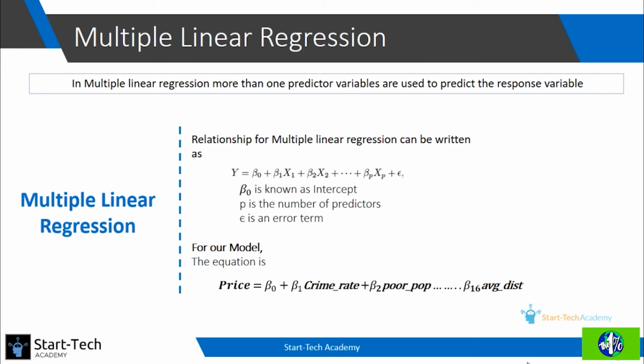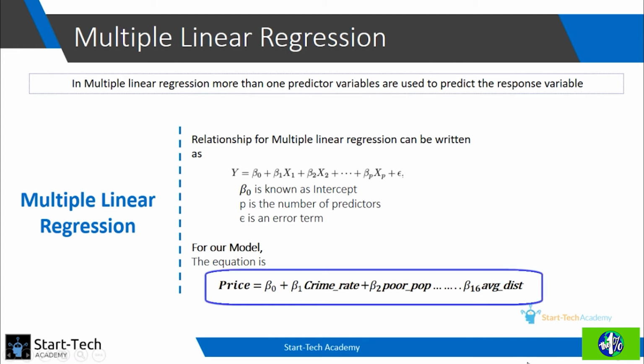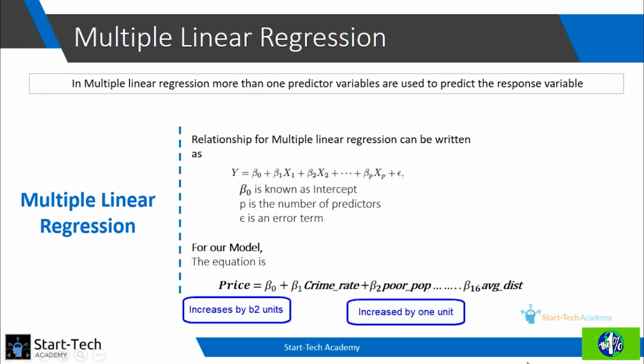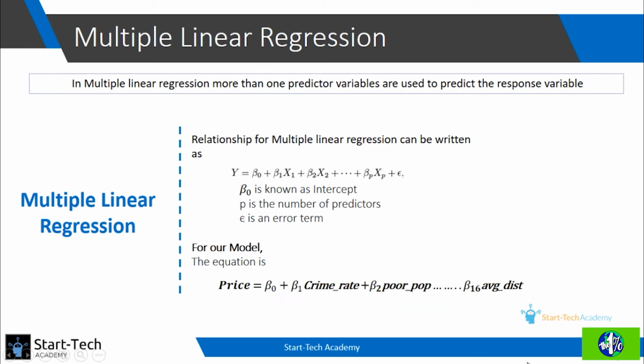And for our data set, this equation can be modeled like this. Price is equal to beta 0, which is a constant, plus beta 1 times the first variable, plus beta 2 times the second predictor variable, which is poor population, and so on till the 16th variable. For any jth predictor, beta of that jth predictor gives the average effect of a 1 unit increase in the value of that predictor on Y, with the assumption that we are holding all other predictors fixed. For example, if we increase poor population by 1 unit, price will increase by beta 2 units. If we increase average distance by 1 unit, price will increase by beta 16 units. So the coefficients give us the amount of increase in the response variable.